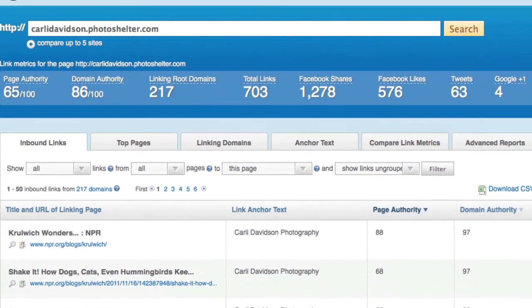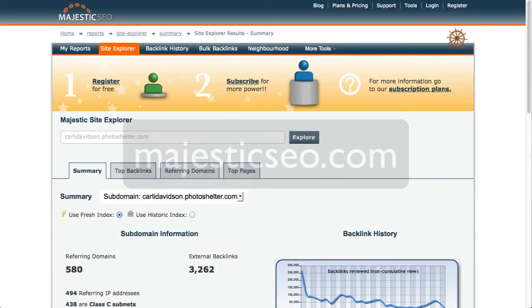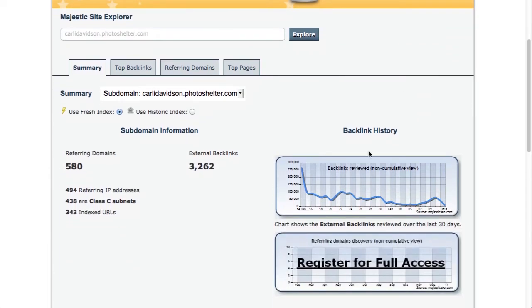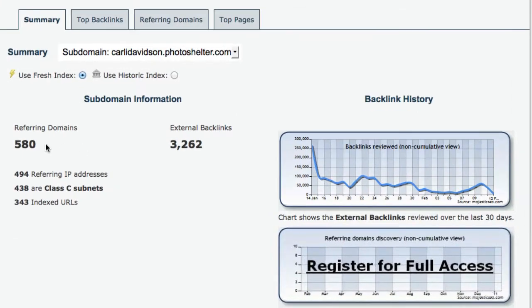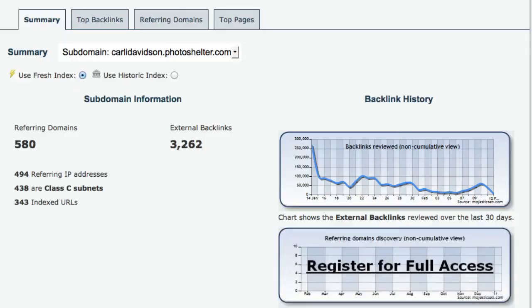And then the other one that I like to use a lot is MajesticSEO.com. So I've gone to Majestic SEO. This is a free service, or at least parts of it are free. I typed in carlydavidson.com, and I got the following information here. Referring domains 580, external backlinks 3,262. Now, you notice that the numbers are off, right? In the Open Site Explorer example, it's telling us 217 root domains, and here it's saying 580 referring domains.